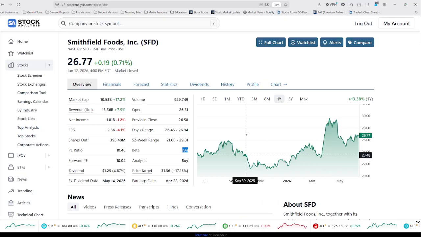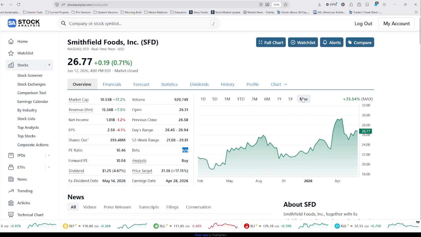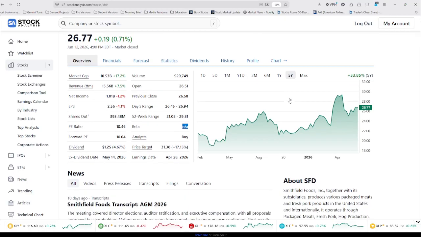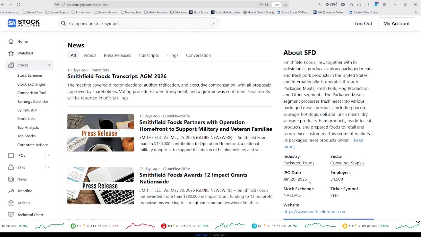Performance-wise, it's been a lackluster performance. This is the maximum return of the company. So this is a relatively new company, I believe. The IPO date was January 28th, 2025. Okay, so it's a relatively new company.